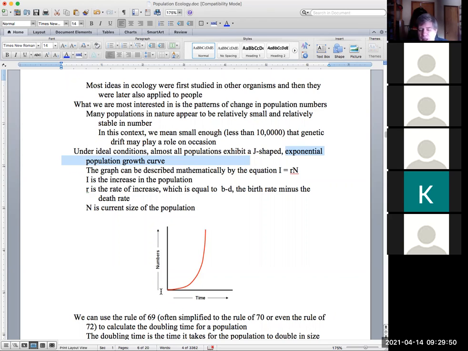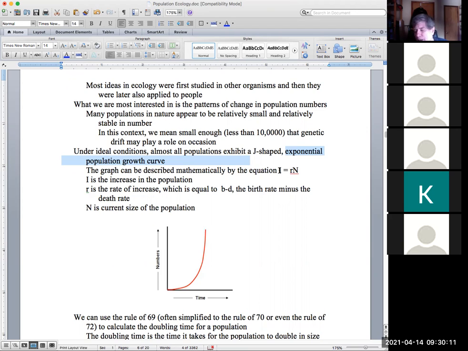And in an exponential population growth curve, the increase gets greater and greater and greater for the same unit of time. And when we say the increase gets greater, that means the slope of this curve increases. So this becomes more and more like a vertical curve.